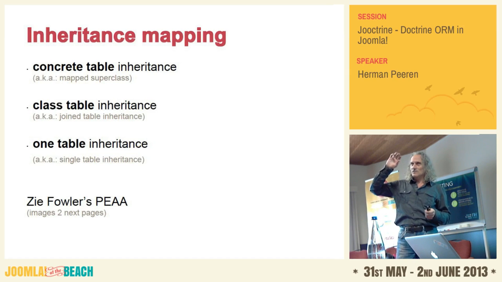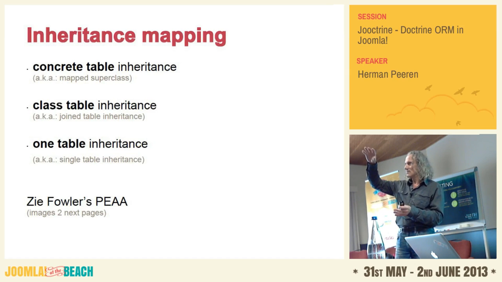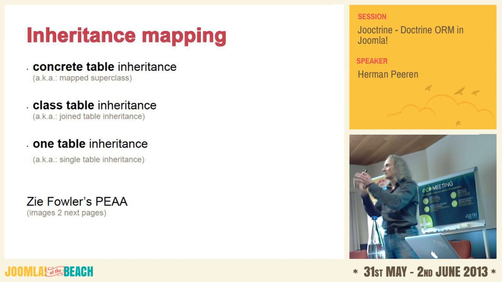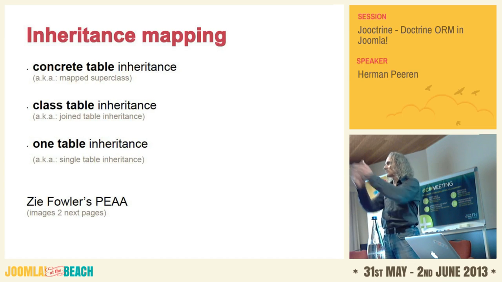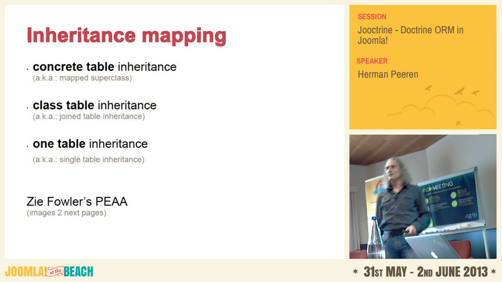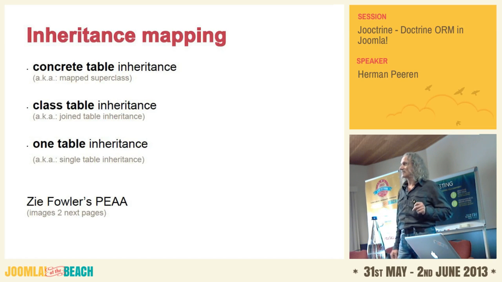Let's call one article, another one web link, and another one contact. Then the derived objects have some properties that are also in the core content object. Those are the common properties of all those objects. And you can store that in different ways in a relational database.